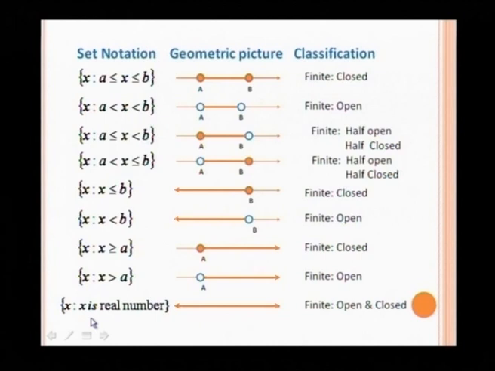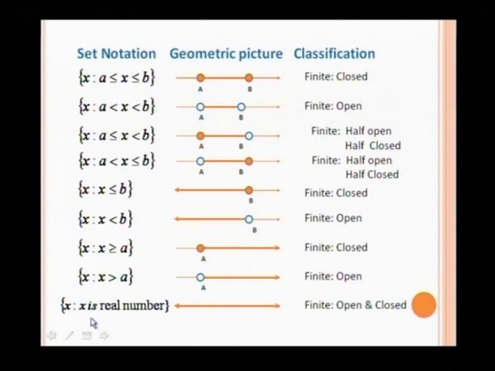As a next set notation, we have x such that x is less than or equal to b. You can see its geometric picture here, where b is included and all the numbers less than b are included as well. Its classification is finite and closed. As the next set notation, we have x such that x is less than b, where all the numbers less than b are included but b is not included. Its classification is finite and open interval.